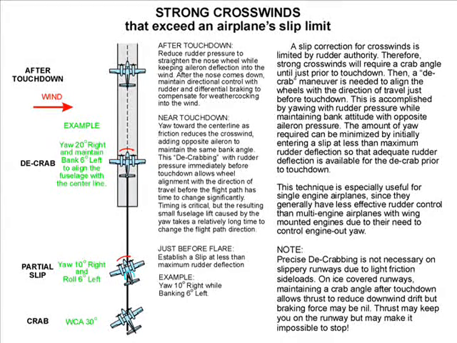We should note that precise decrabbing is not necessary on slippery runways due to light friction side loads. On ice-covered runways, maintaining a crab angle near touchdown allows thrust to reduce downwind drift, but braking force may be nil. Thrust may keep you on the runway, but may make it impossible to stop.